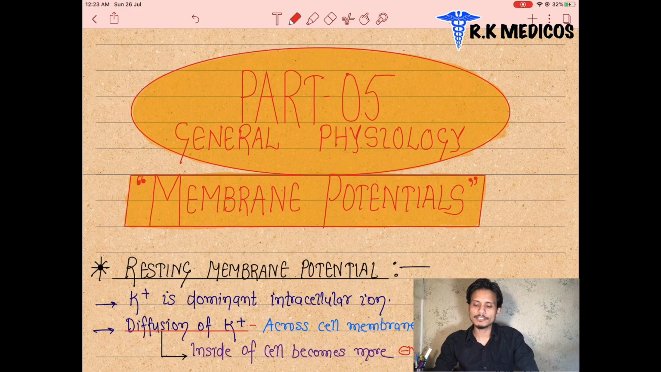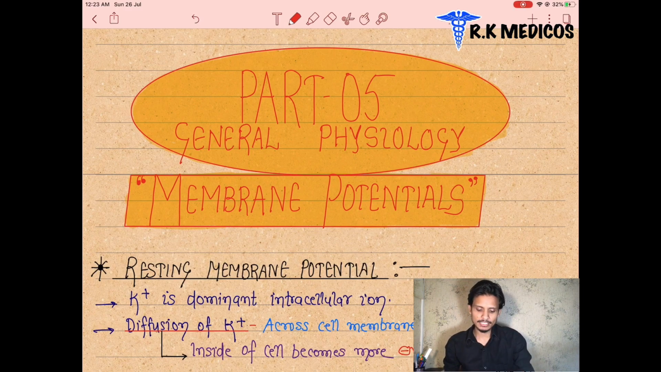We already discussed 4 parts of general physiology. In this 5th part, we are going to discuss the membrane potential and what it means. Before the definition of membrane potential, we want to know something about the cells and the extracellular and intracellular spaces, and which electrolytes are present outside the cell, in the extracellular fluid, and which are present in the intracellular compartments.